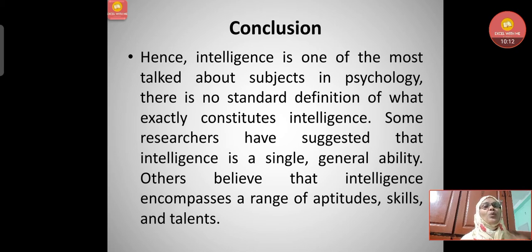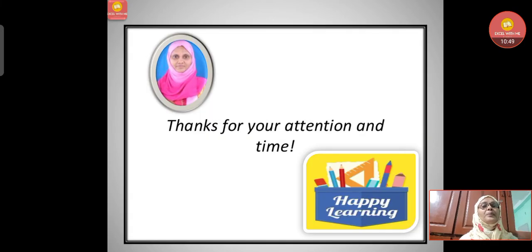Hence, intelligence is one of the most talked about subjects in psychology. There is no standard definition of what exactly constitutes intelligence. Obviously, different psychologists have given different meanings and definitions of intelligence, and we can also give our own perception in this. There is no definite or standard definition we can say. Some researchers have suggested that intelligence is a single general ability. Others believe that intelligence encompasses a range of aptitudes, skills and talents, which we have discussed in the previous class.